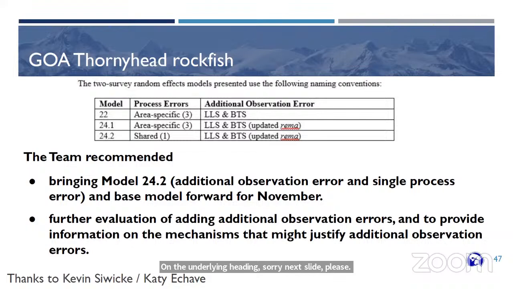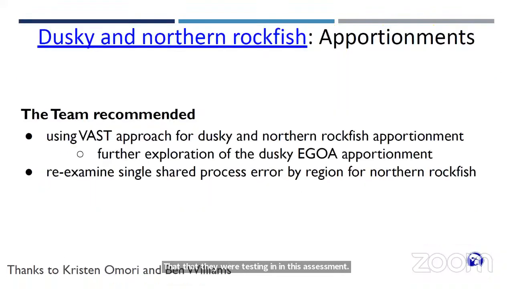So thornyhead rockfish, we got more discussion on the random effects models with different conventions. They did a lot of work looking at how to combine the longline survey along with the bottom trawl and different process error specifications. And we recommended they bring forward their recommendation with a single process error and a base model for November. And then just to look at some of the additional observation error explorations that they were testing in this assessment. Next slide.